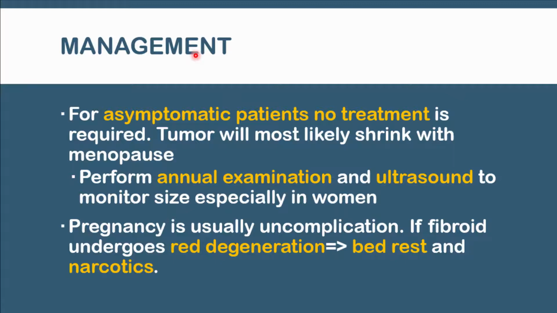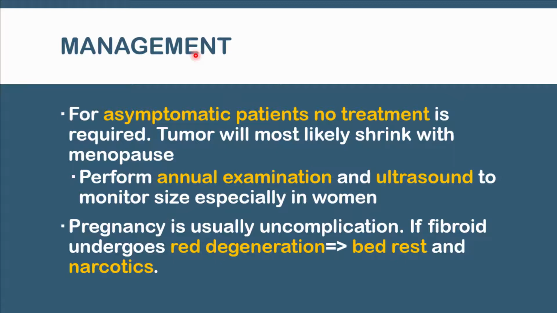Then the management, of course, for the patients that are asymptomatic, there's no treatment that we need to institute in this patient. Most of the tumors are actually going to shrink after menopause, because there are some patients that have had fibroids that were asymptomatic, then they discovered them incidentally, then they wanted to get them removed, and then complications came about, or some patients have even died because of the same thing. So if they are asymptomatic, please just leave them as they are. There's no treatment that is required.